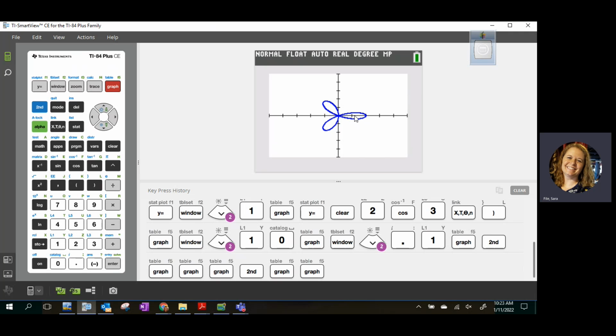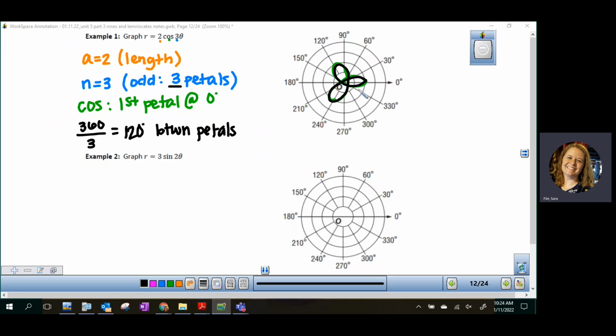That's a good tool to use, okay? Now, if you want to make your petals more accurate in their width, because my sketches are not perfect. You see how I have this space in the middle? I didn't actually cross exactly through the pole. My graph is not perfect. This petal looks bigger than this one. It's okay, it doesn't have to be perfect.